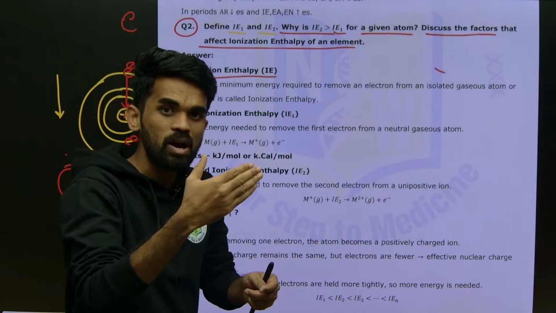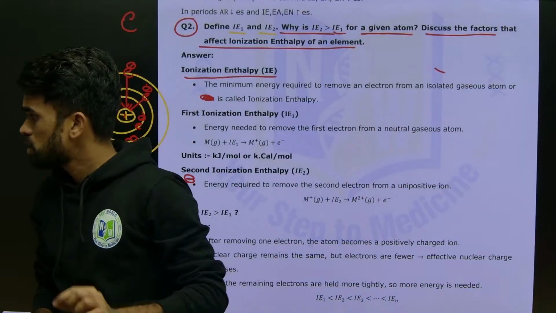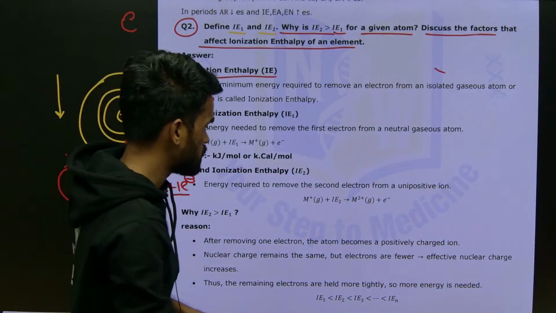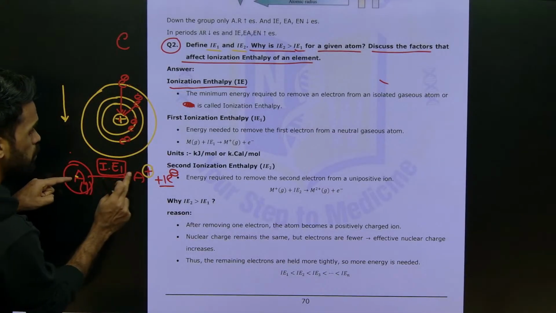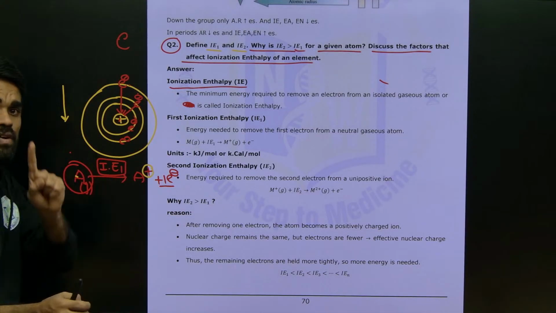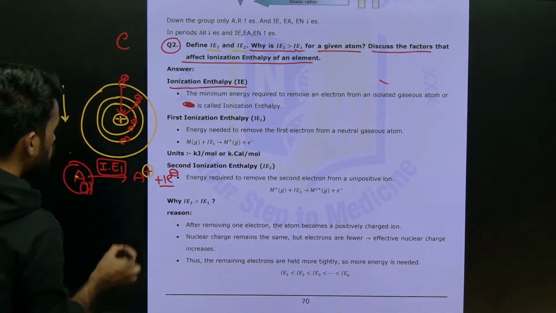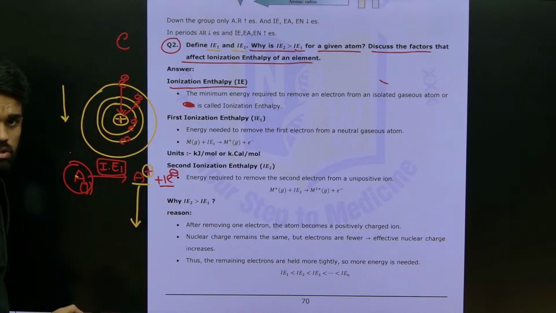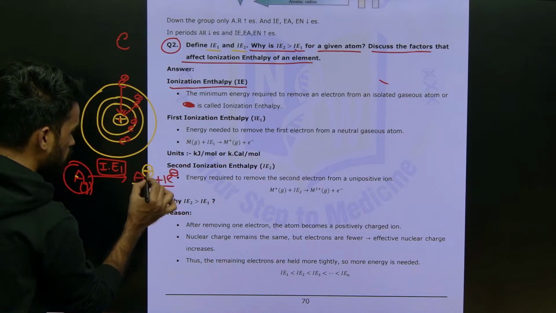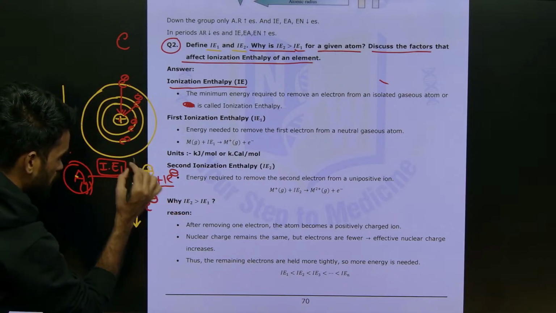So down the group what happens to ionization energy? It decreases. Remember this point. Now one more thing you need to remember is, if I remove one electron from an atom, you should call it first ionization energy. Now from this unipositive cation, positive charge means cation, I am removing one more electron.